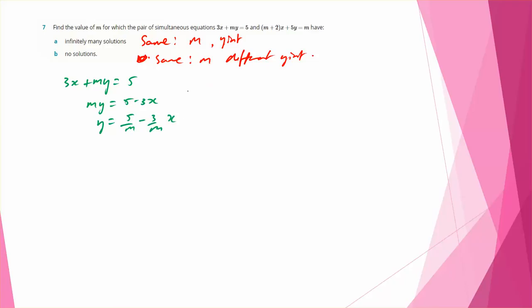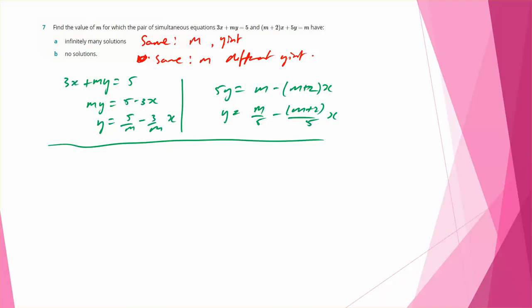Similarly, for the second equation, I can move the (m plus 2) times x over to the other side, so I get 5y equals m minus (m plus 2)x, and divide both sides by 5. And I can obviously see what my gradients and y-intercepts are.